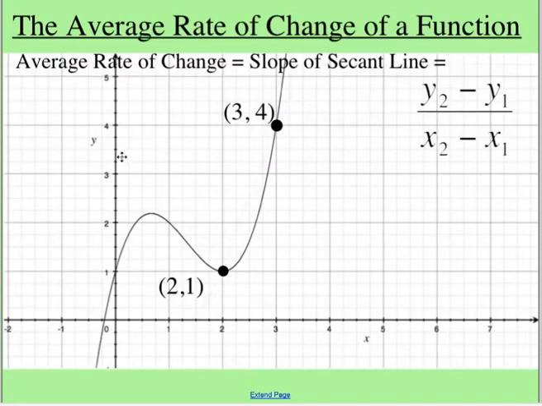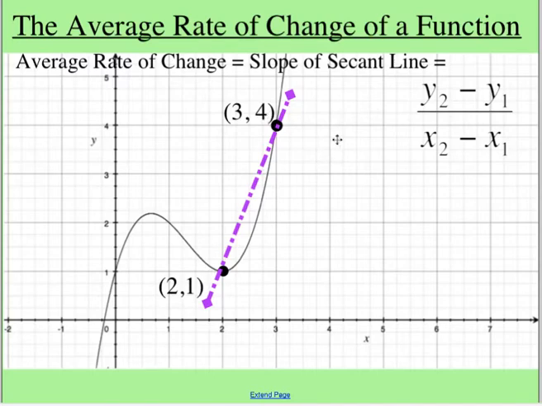And so we want to find the average rate of change between (2, 1) and (3, 4). I know this is a curved function, so technically it doesn't have a slope. So what we want to do is draw a secant line between these 2 points. So here's my secant line, and then find the slope of that line using your change in the y's over the change in the x's.